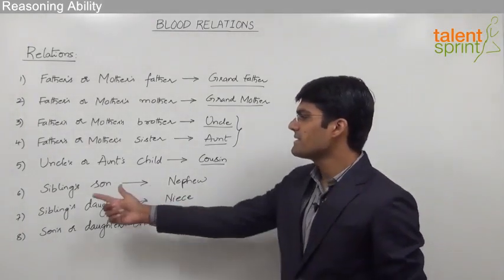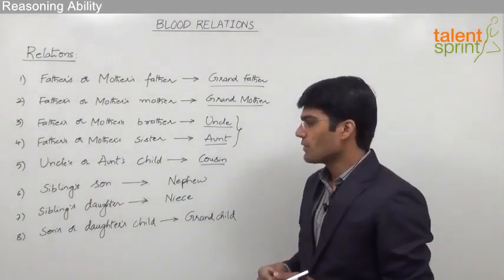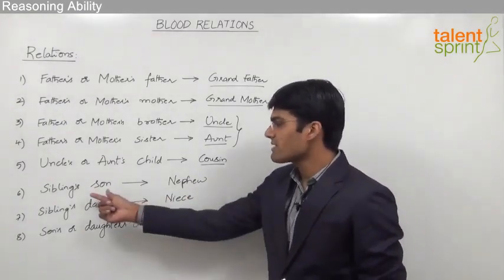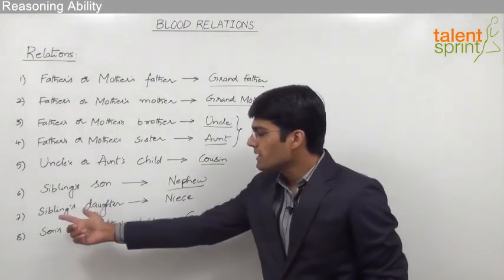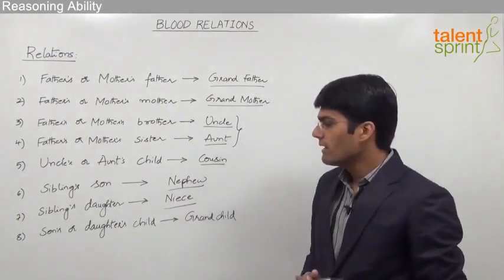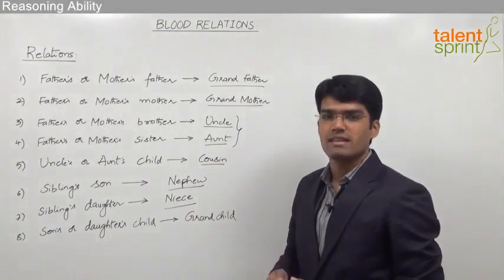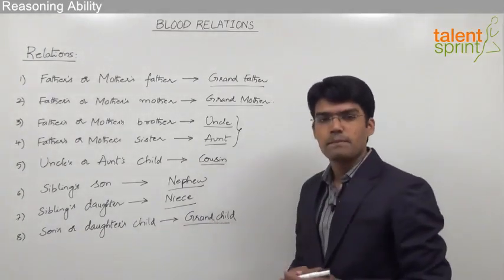Next one is sibling's son. Sibling is nothing but children of same parent. So sibling can be your brother or sister. So your brother or sister's son is referred to as nephew, and similarly brother's or sister's daughter is called niece. And last one here is son's or daughter's child. So one's son's or daughter's child is called grandchild.